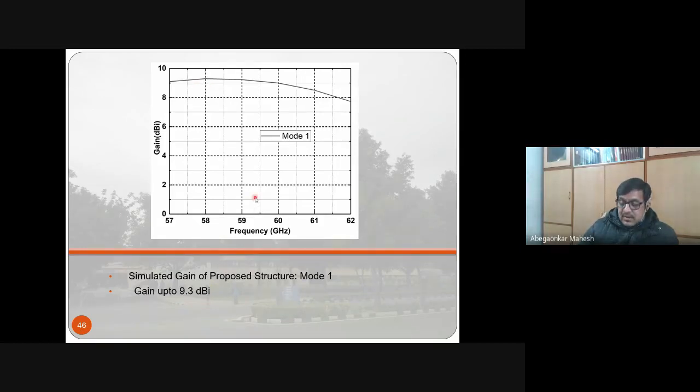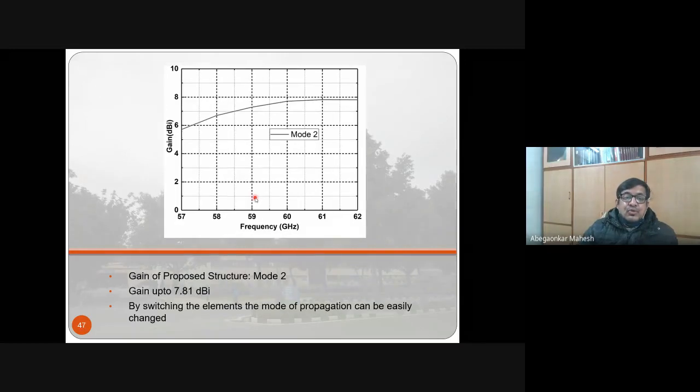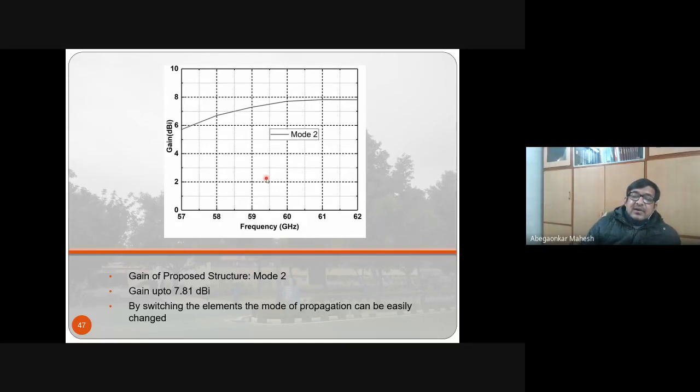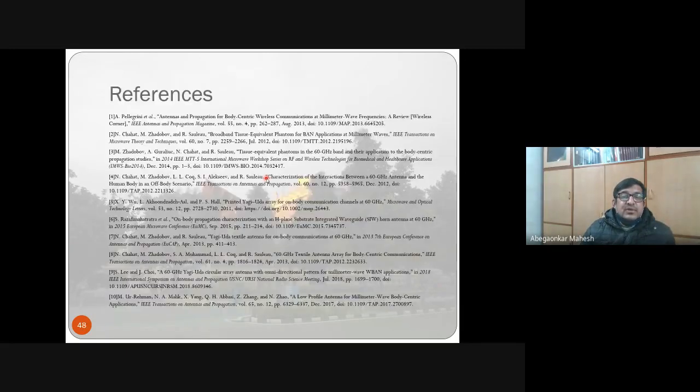By switching the elements, the mode of propagation can be easily changed, and as a result you can use the same antenna either for off-body communications or for on-body communications. I think that is all I have for this talk. These are some of the references that were used. If there are any questions or queries, I'll be glad to answer.